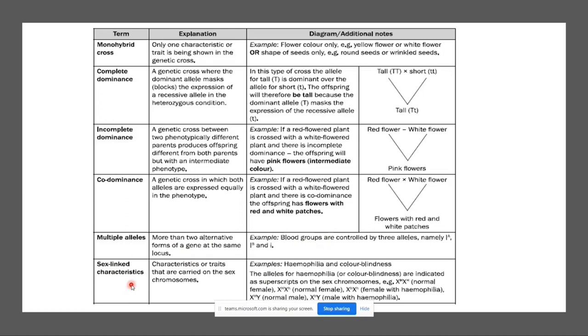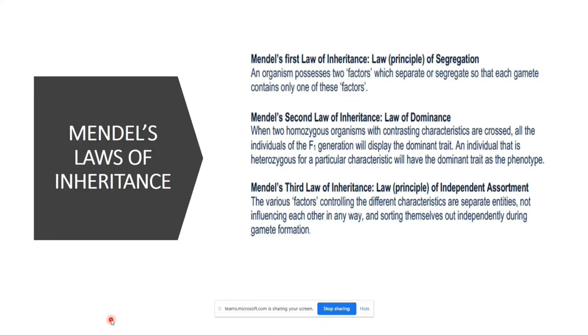As it indicates here, sex linked, it is carried on the sex chromosomes. There are many sex linked characteristics. For our purposes, what we need to know are only two: hemophilia, where your blood does not clot, and color blindness. But that is for a later stage.